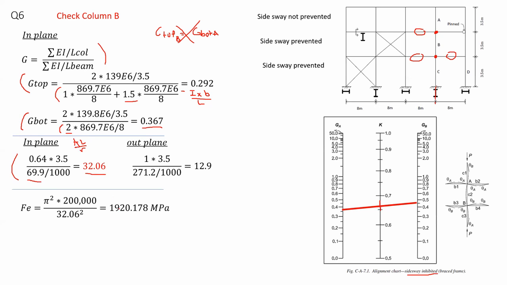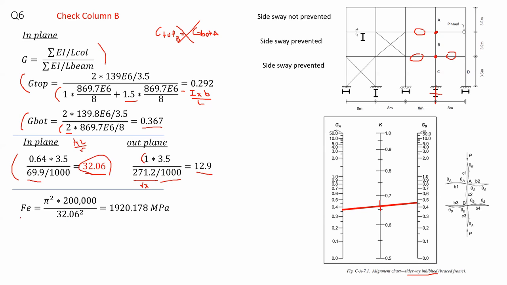you get your KL over R with in plane to be 32.06. Now, if we check for the out of plane, so we were given also K equal to 1, multiplied by 3.5 the length, and divided by 271. That's Rx, because in the out of plane, the column would be buckling about the x-axis again. And again, divide by 1,000 for conversion. And that would be equal to KL over R out of plane would be equal to 12.9. Now I have two values. Which one am I going to proceed with? I'll proceed with the biggest value.